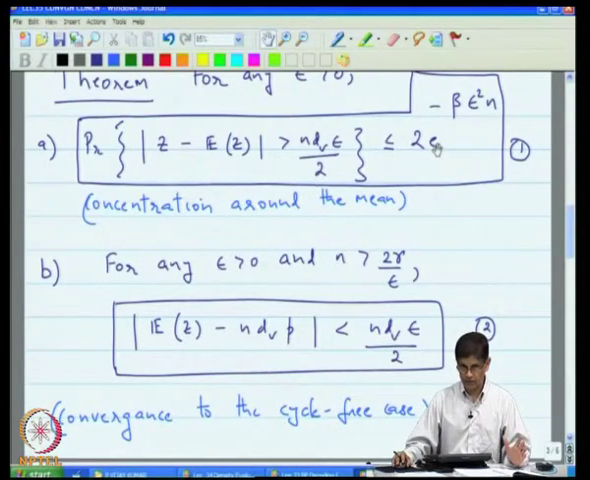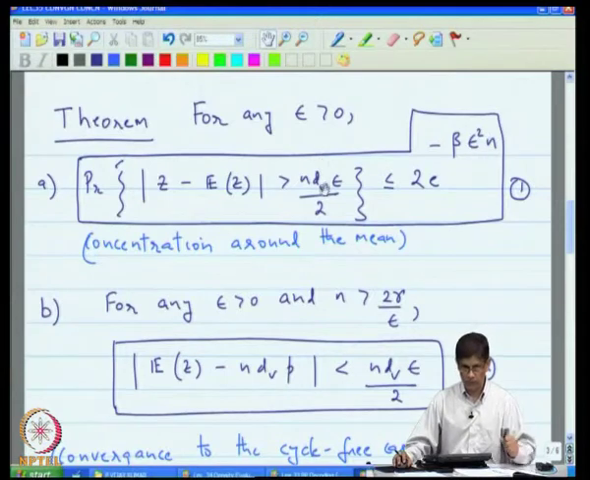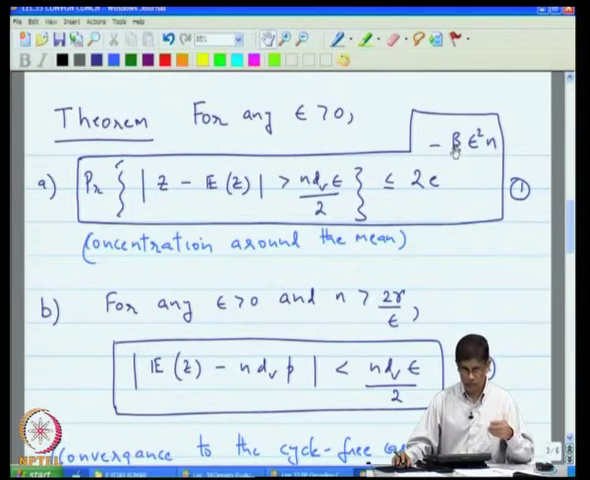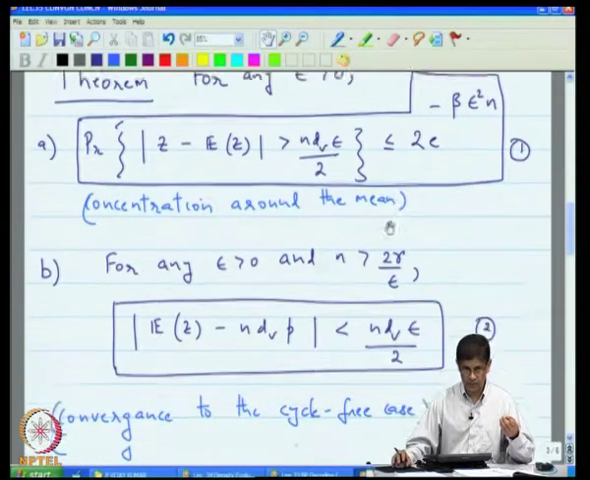Okay, that is how you should read it, and epsilon is a small number that you can choose, n is the number of nodes, dv is the degree of the variable node, and the parameter beta is a constant that is independent of n. It is only a function of the degrees of the check and variable nodes, and again you have n. So this is dying exponentially with n, which means it is dying very fast. So the probability that it deviates significantly from its average is small. That is why it is called the concentration around the mean.